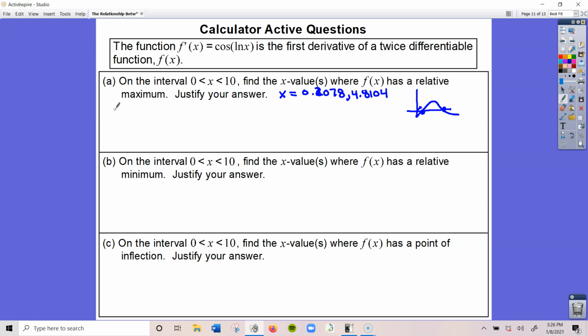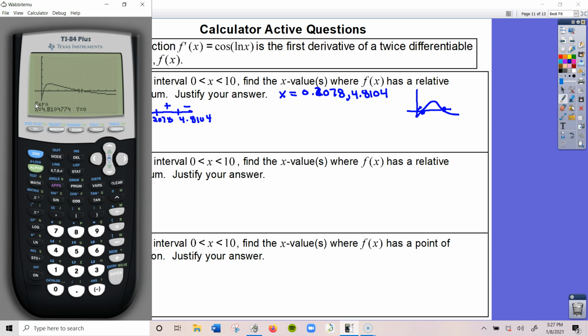Now when you're creating your number line, since we're finding when we have a maximum, we want to justify this. The number line just helps us organize the information, but it does not give us any points. So this is my first critical number and here's my second. To the left of the 0.2078 is negative. In between the 2.078 and the 4.8104, it's positive. And then after the 4.8104, it goes back down to negative.